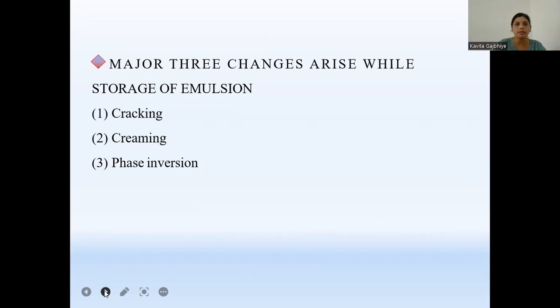So what are the major three changes that arise during storage of emulsion? As our topic is stability of emulsion, we will focus on the stability issues that arise during storage. The first issue is cracking, the second problem is creaming, and the third one is phase inversion.